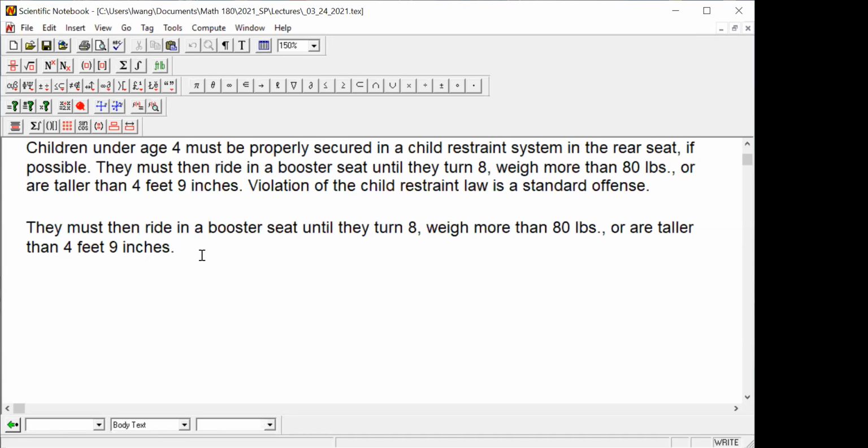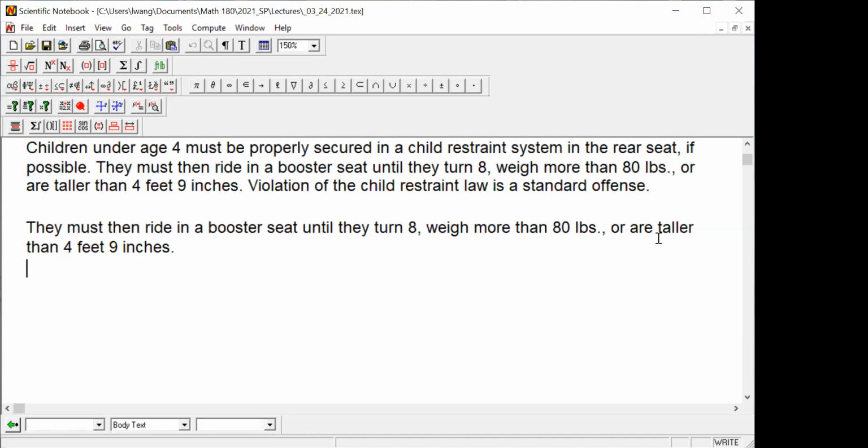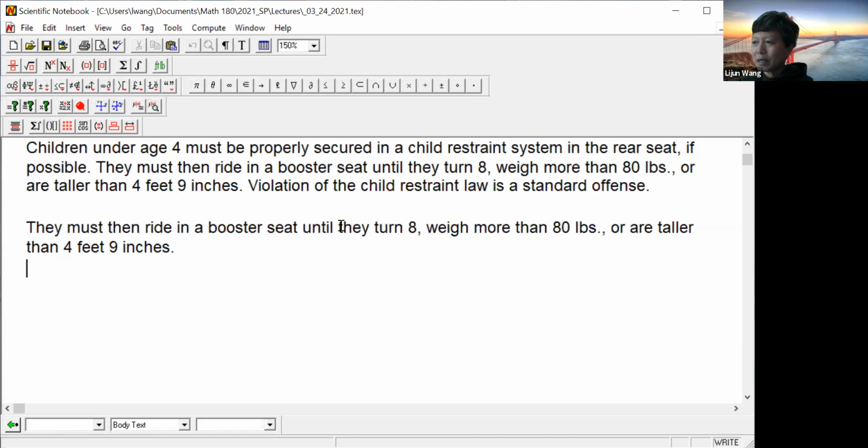So I feel like since it's or, he only has to have one of the requirements. If these cases are or, right? I think you got it. If these three conditions are or, then if one of them is true, then the child doesn't have to be in the car seat, right? Suppose a child is 5 and he's already more than 80 pounds.